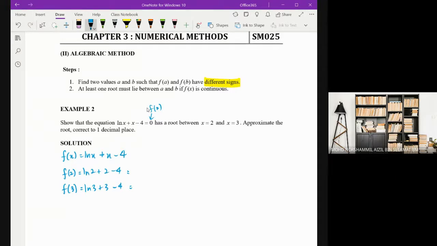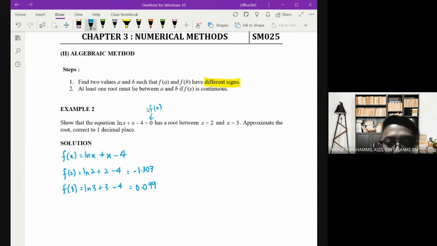ln 2 plus 2 minus 4. So for when x equals 2, you get minus 1.307. Calculate ln 3 plus 3 minus 4. For the case when x equals 3, we get 0.099. Nampak tak?